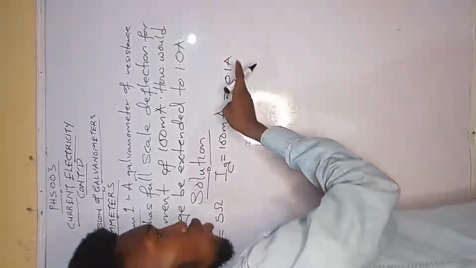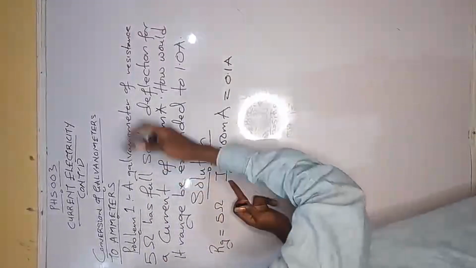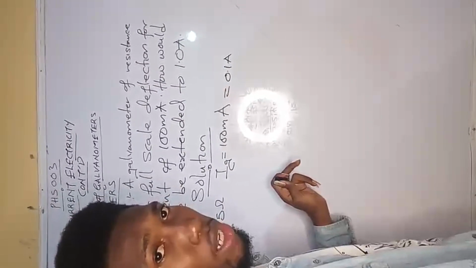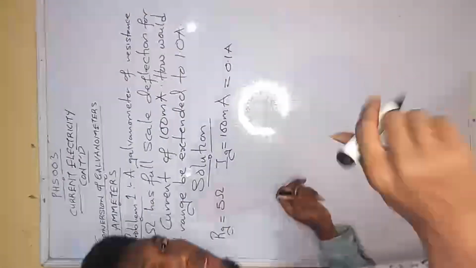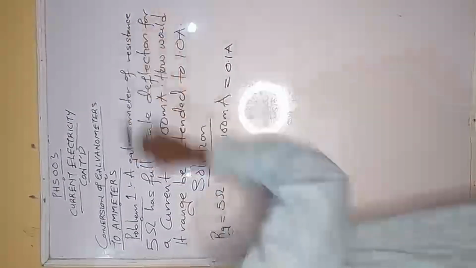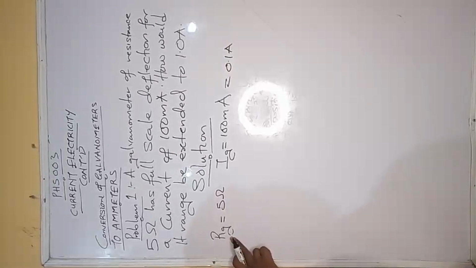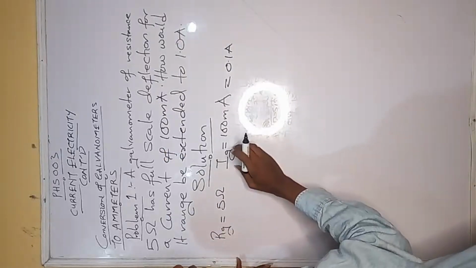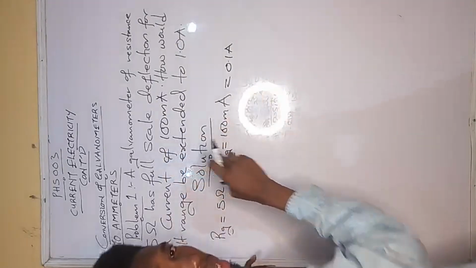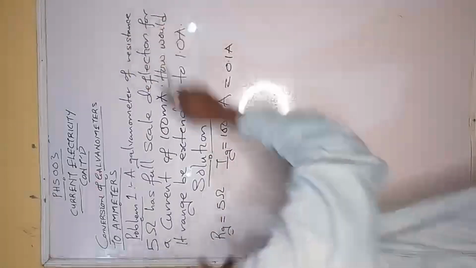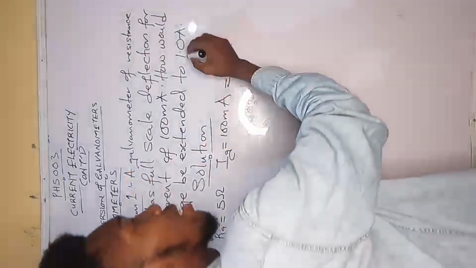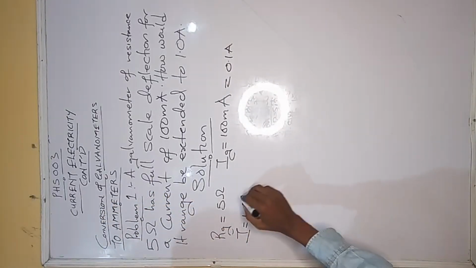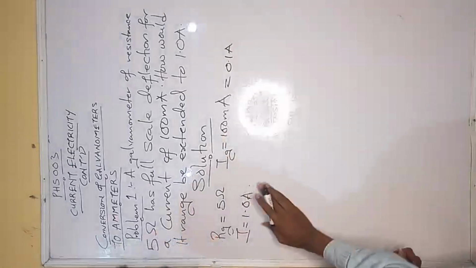Now, since we've been able to get our RG and IG from the question, let me recapitulate for those of you that just joined in. The question says a galvanometer of resistance 5 ohms, so we wrote our resistance of galvanometer as 5 ohms, with a full scale deflection for a current of this. That's the current of the galvanometer. Now, the question says, how would its range be extended to this ampere? So our total current I is 1.0 amp, because that's the range you want your galvanometer to be able to measure.